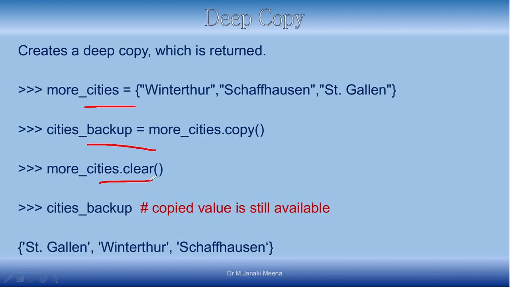You clear more cities, and when you try to print the backup, that particular cities backup set, you will find that it is present, because they are different memory. When you do a deep copy, the memory will be separately allocated, and then the contents will be copied from the original set into the new set.